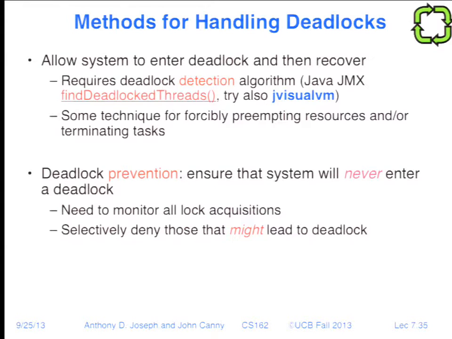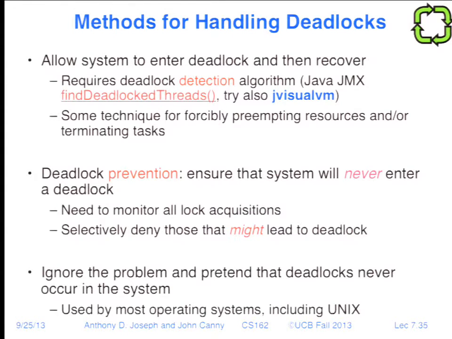There are a variety of deadlock prevention systems that attempt to make sure that deadlock just doesn't happen. Those typically involve monitoring resource requests, i.e. lock acquisitions, and deny those in case they might lead to deadlock. And finally, you can ignore the problem and just allow the programmer to try to deal with it. And that's the approach taken in Unix.